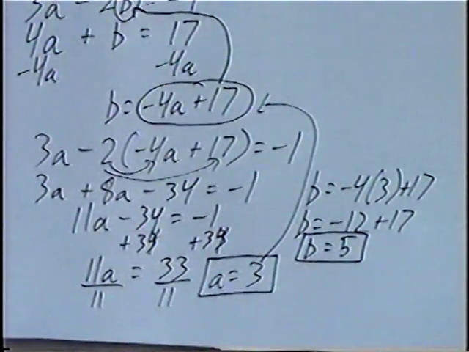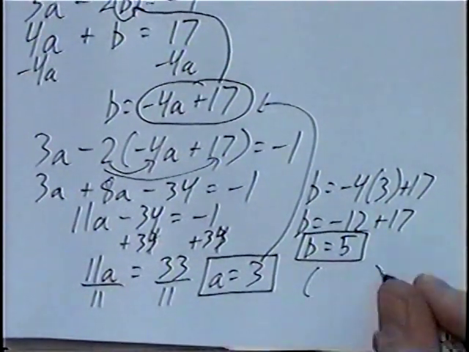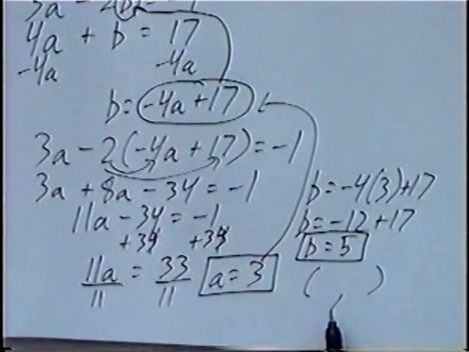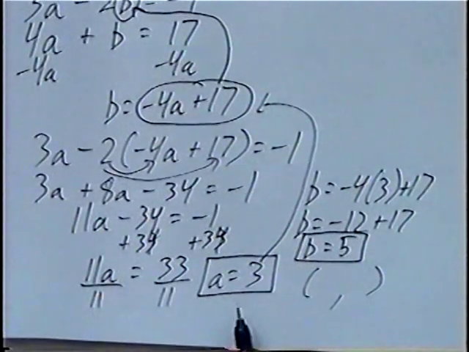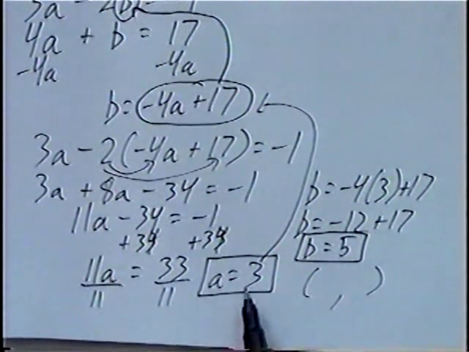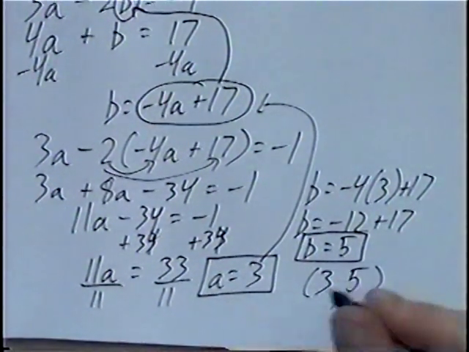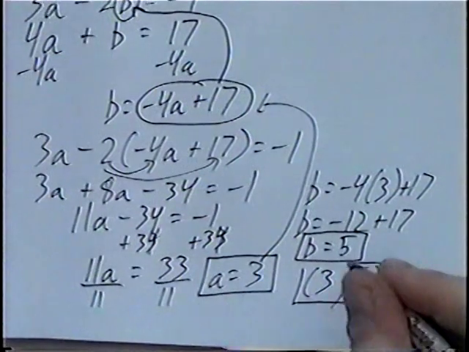Again, you can leave your answers as a equals 3, b equals 5, or if you want to, you can use a point. Normally it's x comma y. When you have different variables, you'll put the alphabetical order first. So a would go first, which is 3, and b would go second, which is 5. So you'd have 3 comma 5.